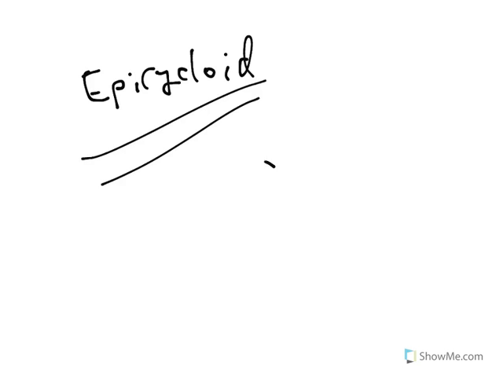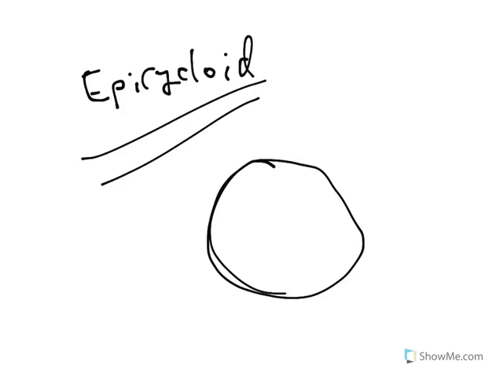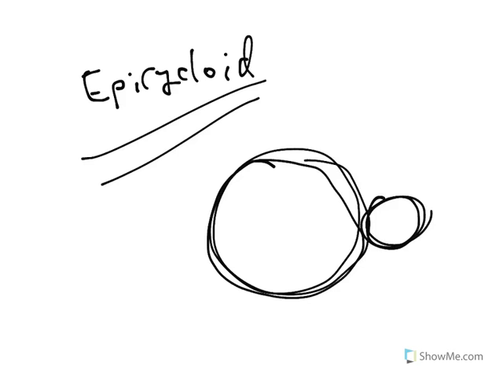An epicycloid is a shape that's formed when you have a circle and a second circle. It's usually smaller than the first circle, but doesn't have to be. And that second circle is rolling around the other circle. It could be going clockwise or counterclockwise. And it makes a shape.